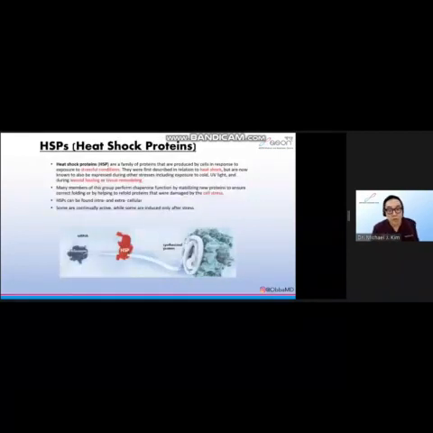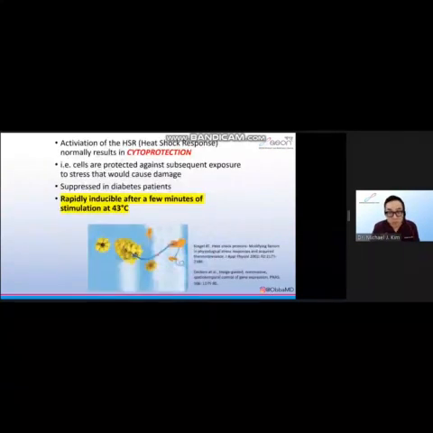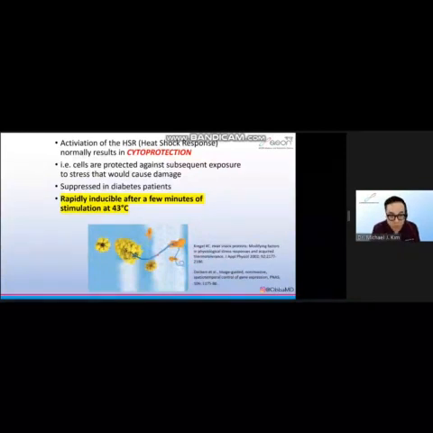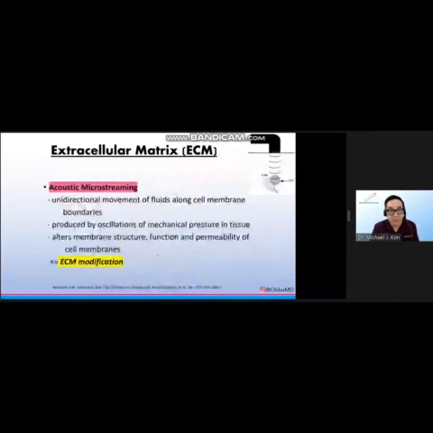Heat shock proteins are a family of proteins that are produced by cells in response to exposure to stressful conditions, and they're thought to be involved in various signal transduction processes. Activation of the heat shock response via HSPs normally results in cytoprotection, and they were found to be suppressed in aging skin and diabetes patients.